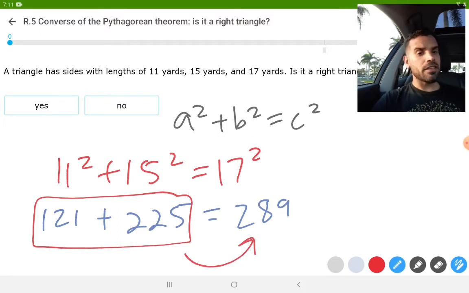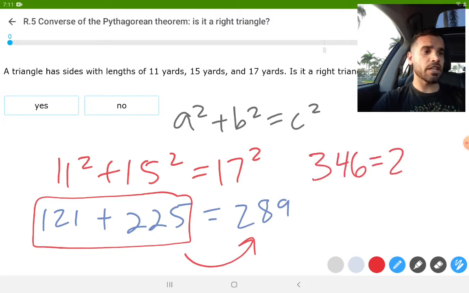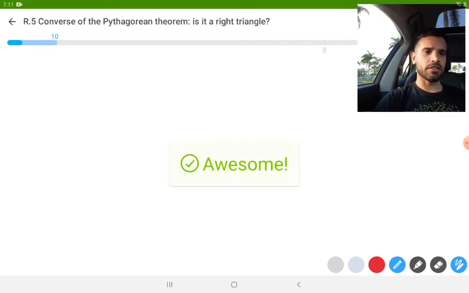Now, from looking at this, you should know right away that the two sides of the equation are not going to be equal to one another. But just for the sake of doing the problem with fidelity, let's go ahead and add 121 plus 225. We're going to get 346, and that is in no way, shape, or form equal to 289. So we're going to say that this is not a right triangle. So click no, move on to the next problem.